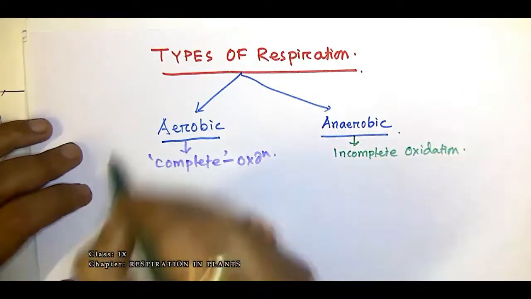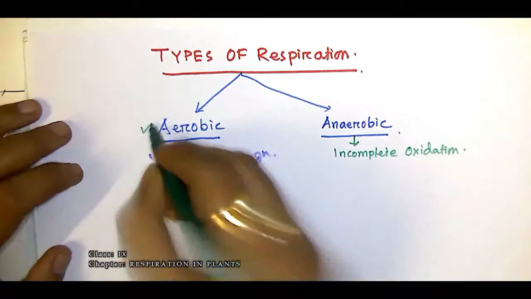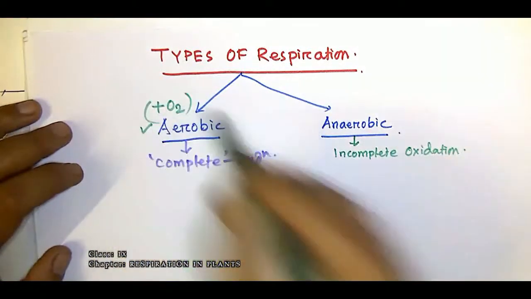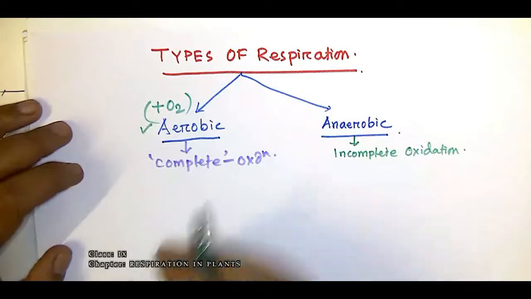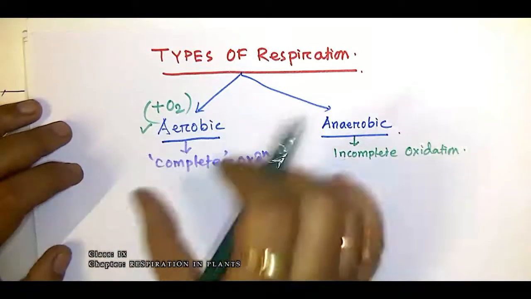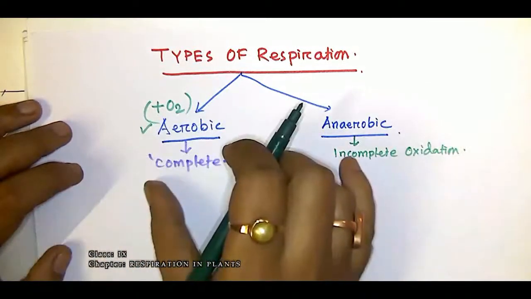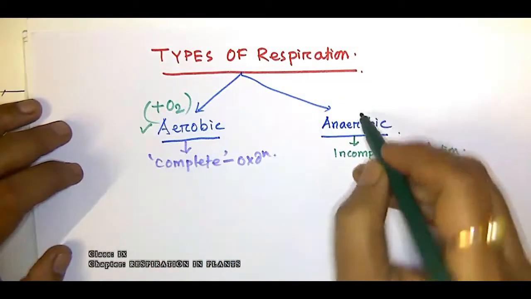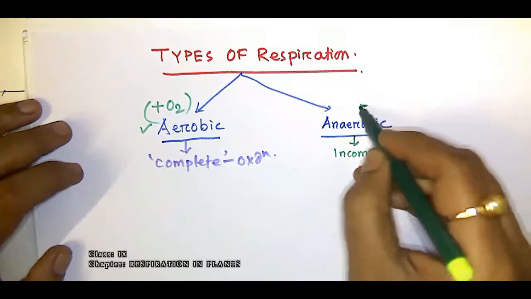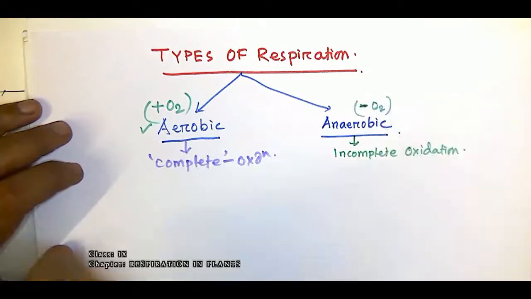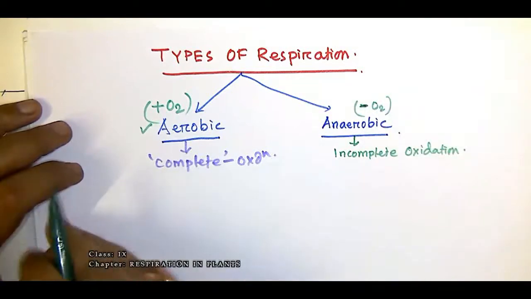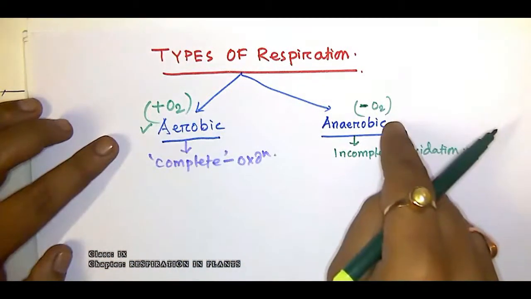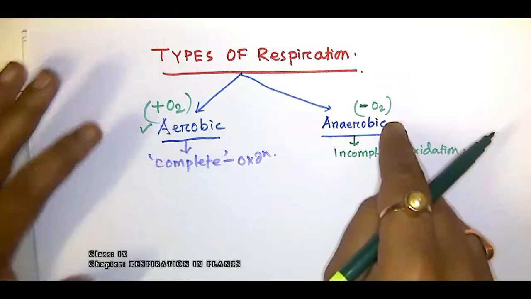Second thing that you need to remember is that this particular process occurs in the presence of surplus quantity of oxygen only. If you cut the supply of oxygen, aerobic respiration will stop. But anaerobic respiration exceptionally occurs in the absence or deficiency of oxygen. So this occurs in the presence of oxygen, this occurs in the absence of oxygen. I believe it is clear to you, right?